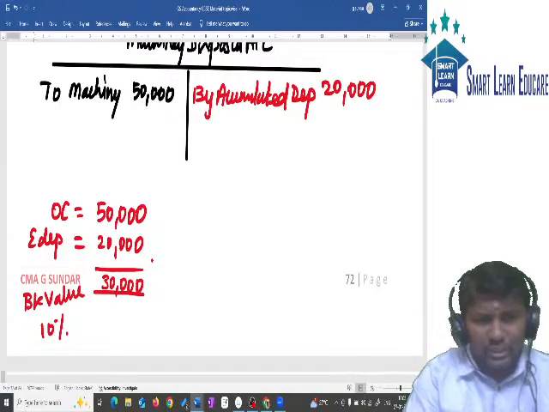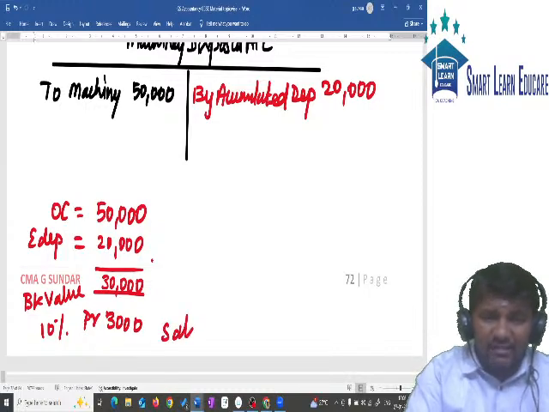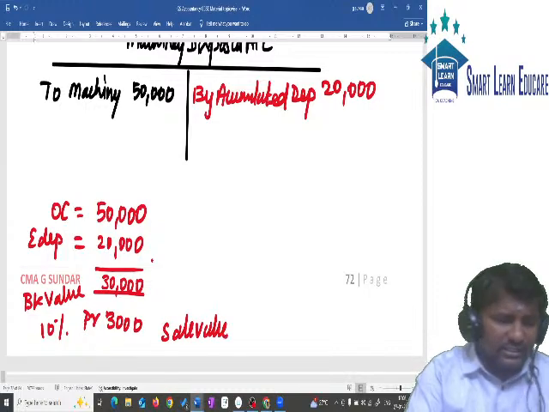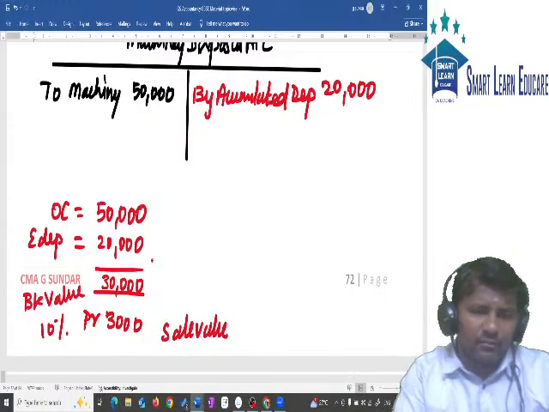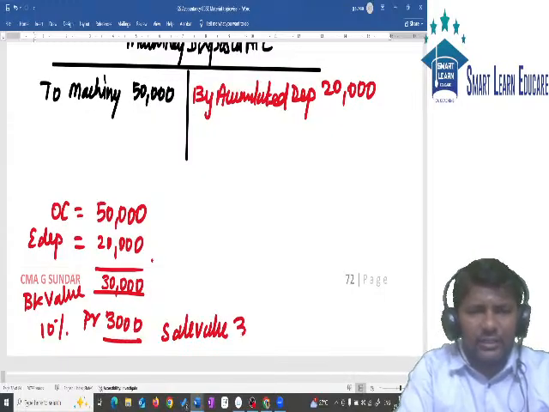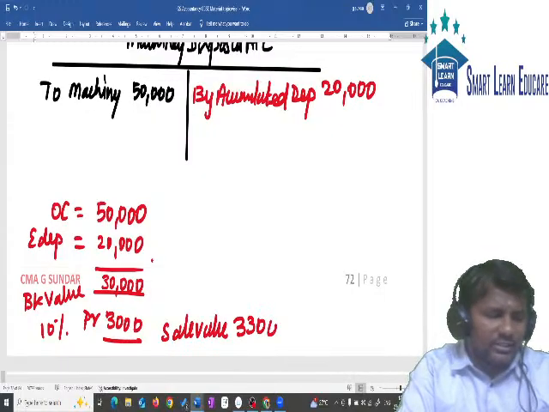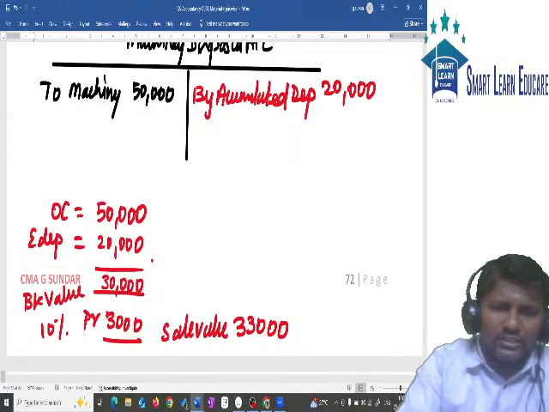Up 30,000, 10% will give you profit of how much? 3,000. It means, what is the sale value of the asset? The profit is 3,000, the book value of the asset is 30,000, and the sale value is 33,000. What is the sale value of the asset? It is 33,000.